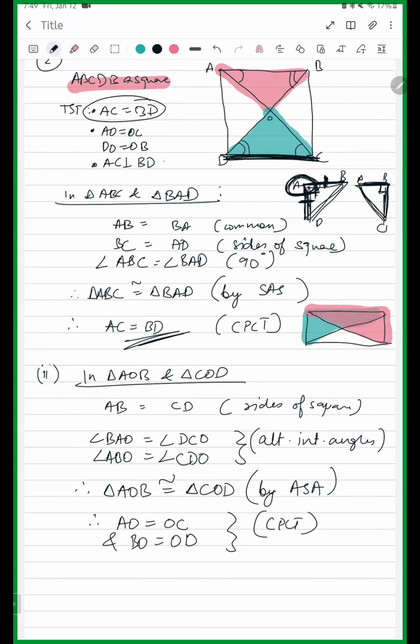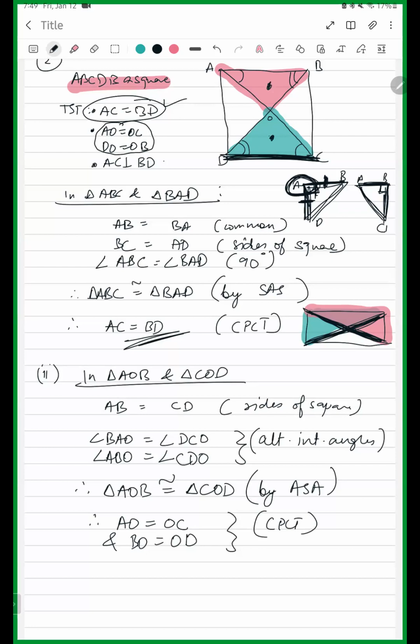So this is the trick to remember, because in that case, if you take the two triangles like this, you will be able to show by CPCT that the two diagonals are equal. Understood the trick for showing diagonals as equal? Yes, ma'am. Now, to show that the diagonals bisect each other, always take two triangles which are opposite to each other, like we have taken over here.